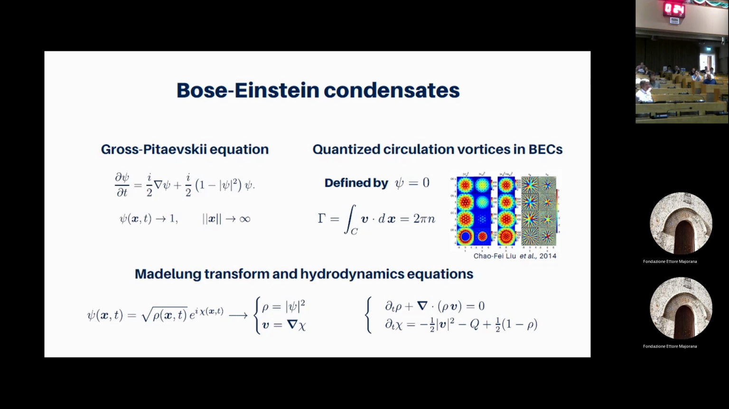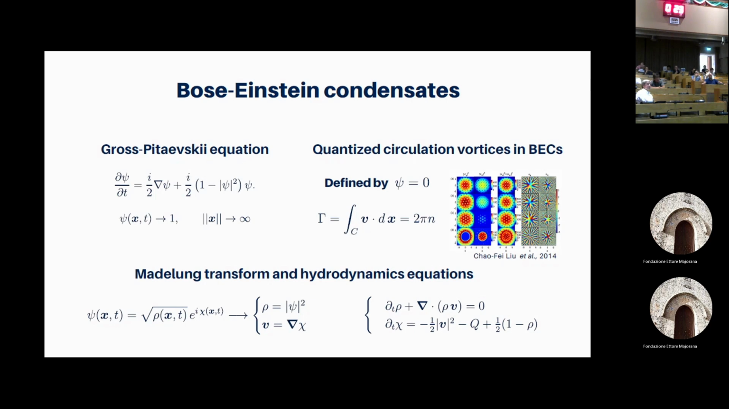A Bose-Einstein condensate is a diluted gas of bosons that at temperature T equals 0 are all in the same ground state, described by the wave function psi. And the time evolution of such a condensate is well described by the Gross-Pitaevskii equation, which is a nonlinear Schrödinger equation. For our work, we consider a Bose-Einstein condensate filling the entire space, R3, and the wave function goes to unity when we go far away.